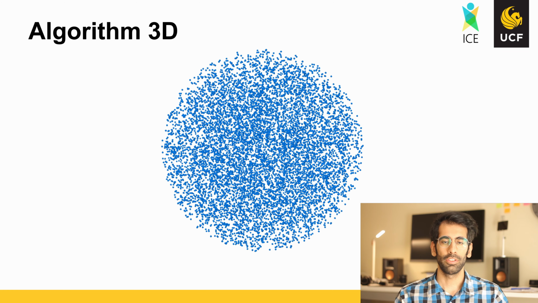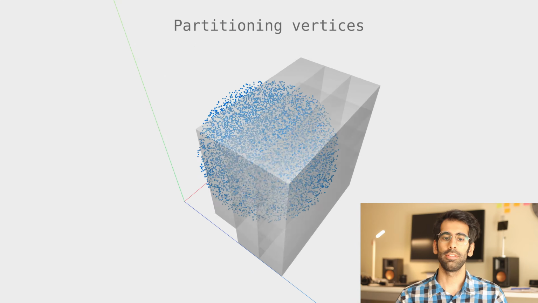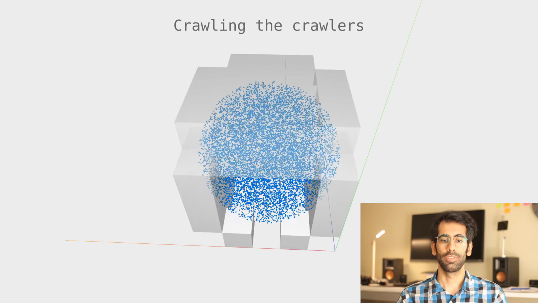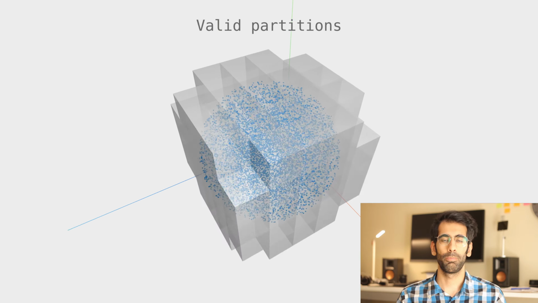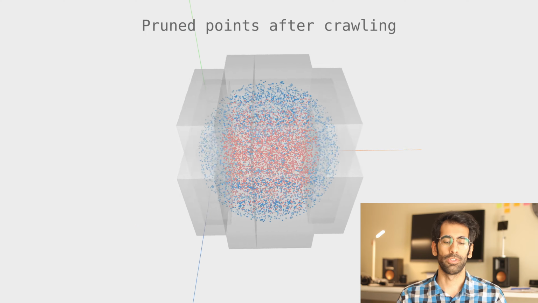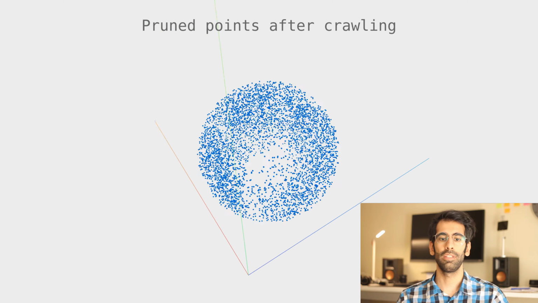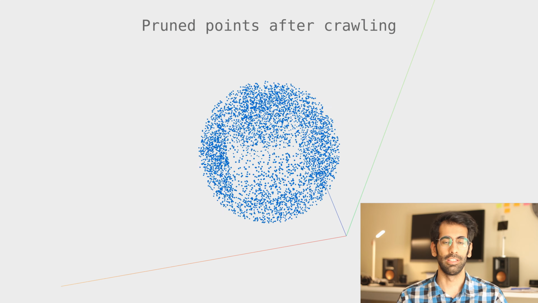We have a spherical point cloud. After loading the data, we will partition it into a grid. Then we will use crawlers to find the valid partitions. These are the valid partitions. Then we will remove the points that are inside the invalid partitions. The red points are those points. After removing them, we will have these points, which are the points that were in the valid partitions.